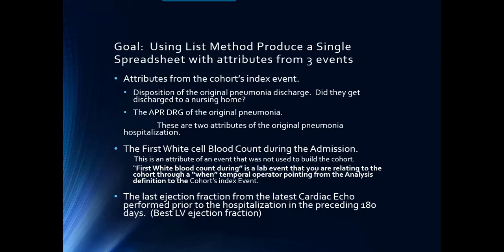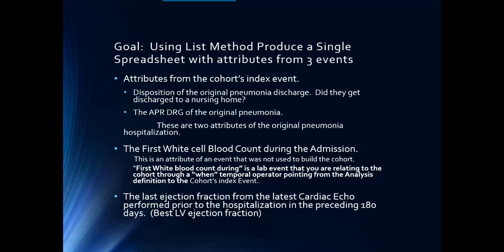So again, 3 elements we're going to need. We're going to need to be able to look at attributes of the admission itself, that's of the cohort itself. We're going to have to look for white blood cell counts that occurred during the admission but were not used to build the cohort. And we are going to look for an ejection fraction from a cardiac echo done before the admission itself. And all these variables and their values will be available to us in a single spreadsheet.